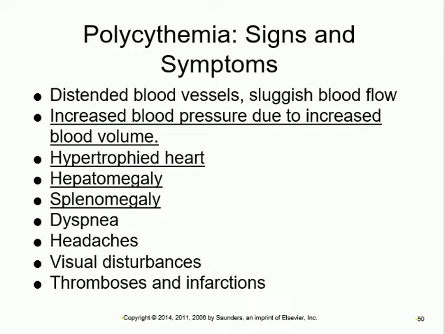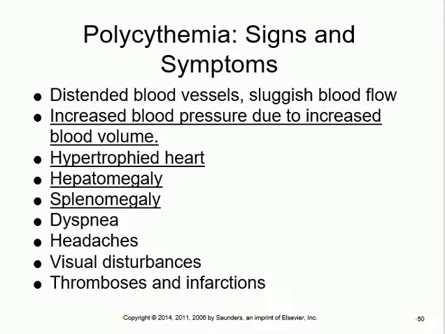Now, if you have too many red blood cells, what will happen? Well, your blood volume will be higher, and you have hypertension, high blood pressure. Isn't that something bad? And that's why I'm saying anything that's above or under normal is bad. It's not just under, even above.